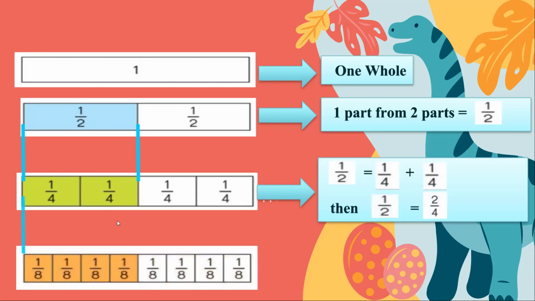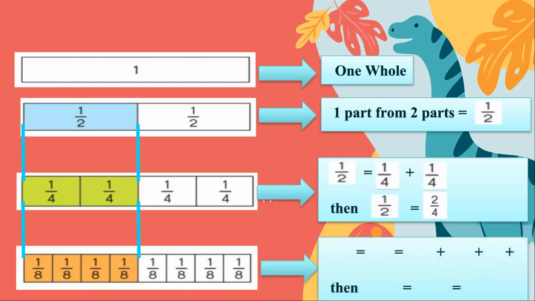Again, if I took the same module and divided it into 8 equal parts, each one is named 1/8, we will find out that the 1/2 is equal to 2/4, equal to 1/8 plus 1/8 plus another 1/8 plus another 1/8. And at the end, I will figure out that 1/2 is equal to 2/4 equal to 4/8. And we call these three fractions equivalent fractions. They may be different, but they have the same value.